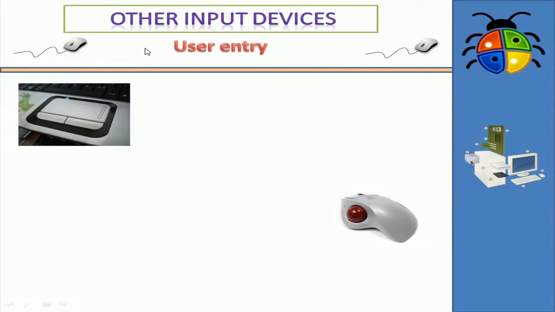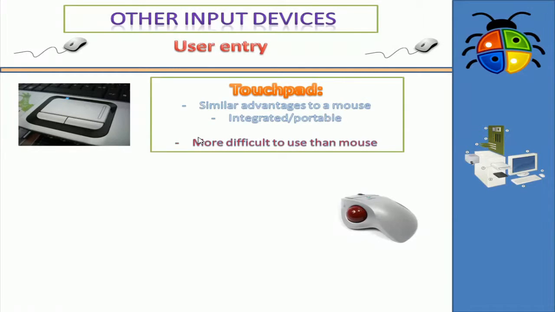Okay, so we're still on user entry, but we've changed here. We're more comparing to a mouse now. So this one here, I have one in front of me, is a touchpad. A touchpad is very similar to a mouse, but on the positive side, it's integrated into the computer, which makes it to some extent more portable. At least it makes your computer more portable, if that makes sense. The problem is it's more difficult to use than a mouse.